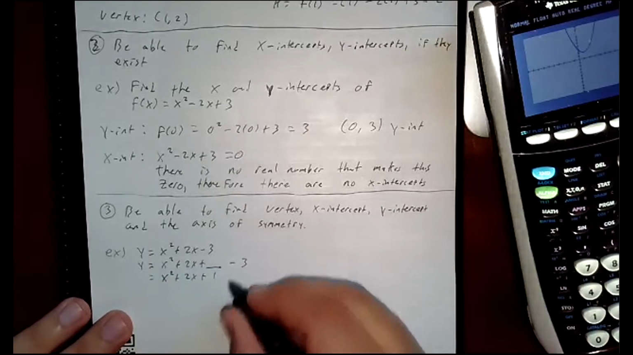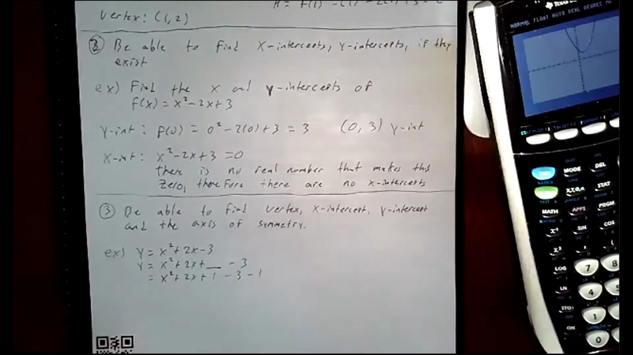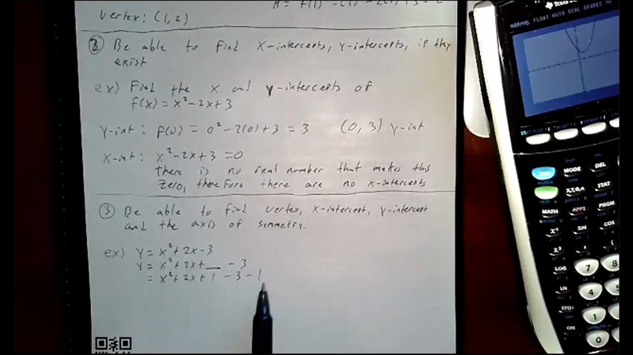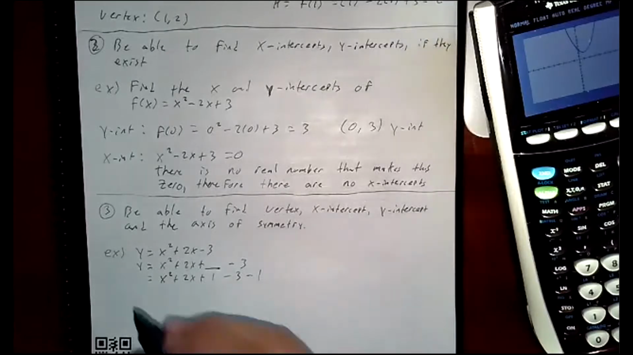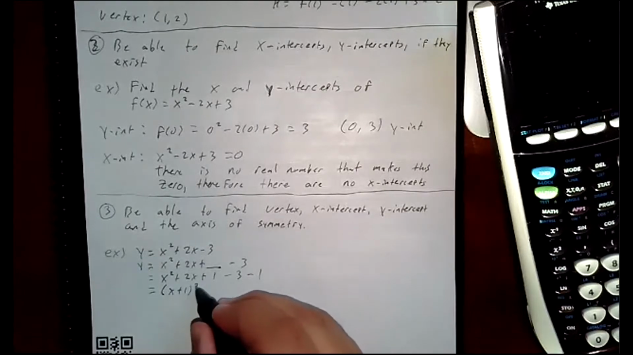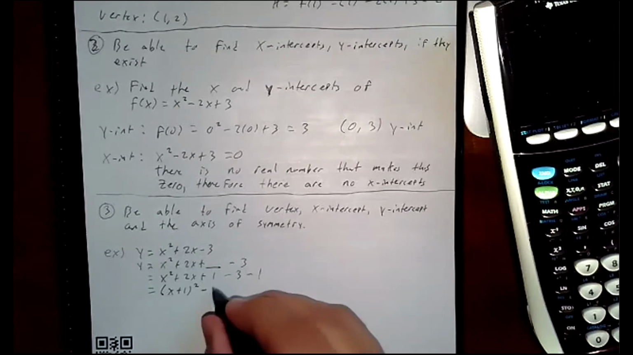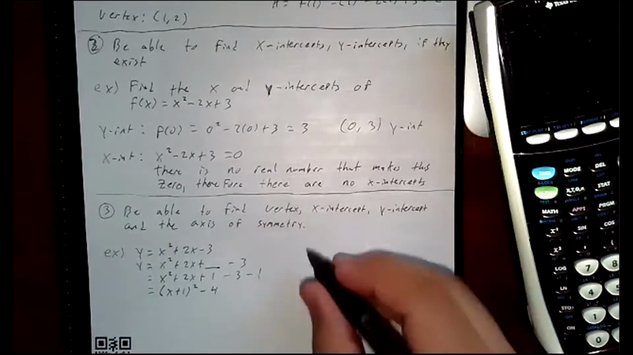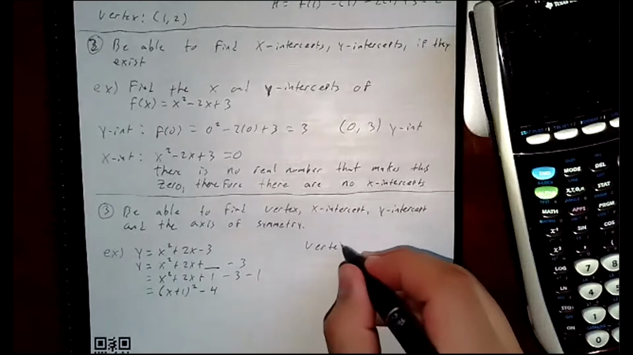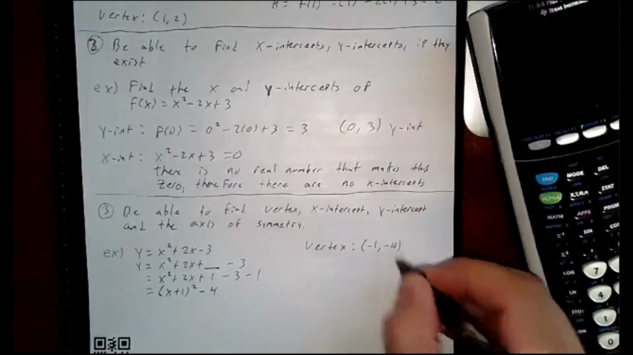But I can't just add it. I need to subtract it because I'm not doing both sides. Plus 1 minus 1, so they're still balanced. Now this first part, the first 3 terms, factors into this. Negative 3 minus 1 is negative 4. So the vertex is right there: negative 1, negative 4.